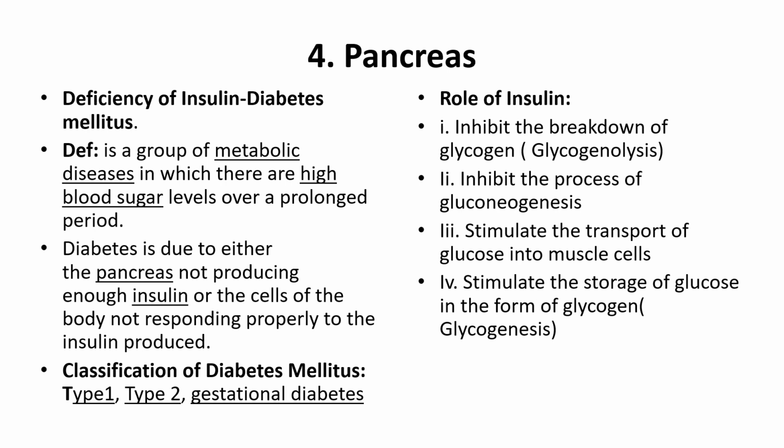How does it happen? It inhibits the breakdown of glycogen, that is glycogenolysis. It inhibits the process of gluconeogenesis, that is production of glucose from non-carbohydrate sources like fats and proteins. It stimulates the transport of glucose into muscle cells. Then it stimulates the storage of glucose in the form of glycogen, that is glycogenesis. In this way, insulin helps to balance the blood sugar level.